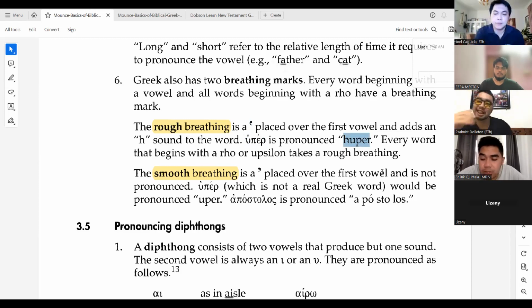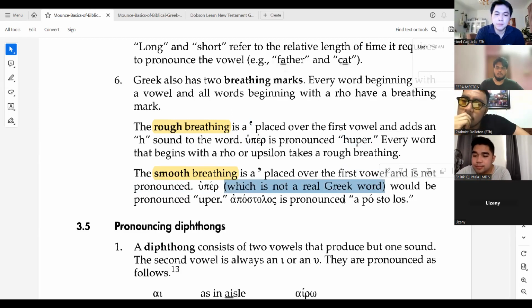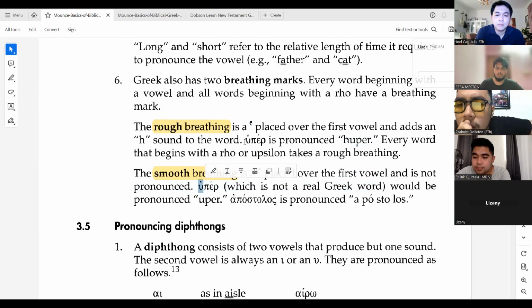And the example below, Wallace described that this is not Wallace. Mounce described that there is no real word for this, but he's just using an example to differentiate this one from this one. So this rough breathing sounds as hyper, and then the other one is without the H, upper.